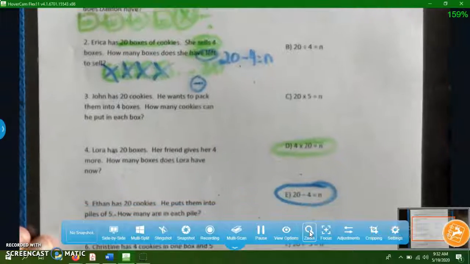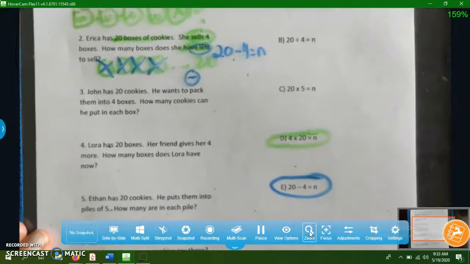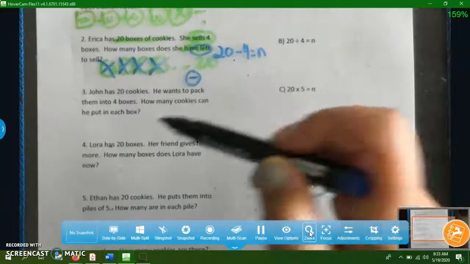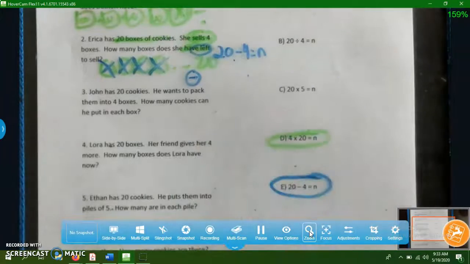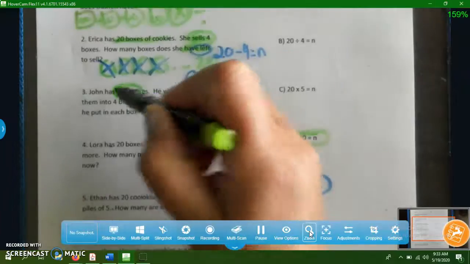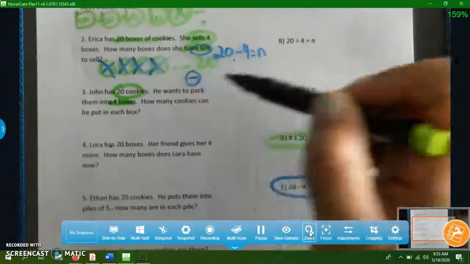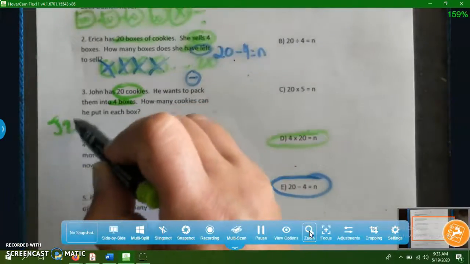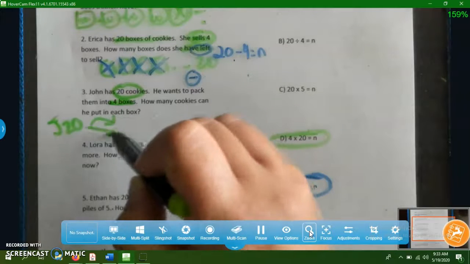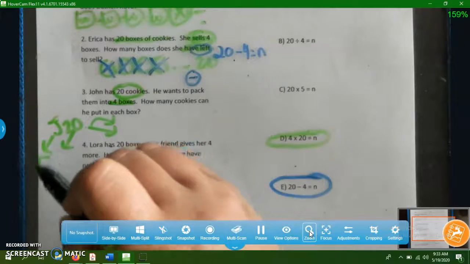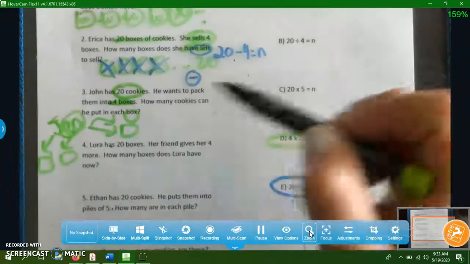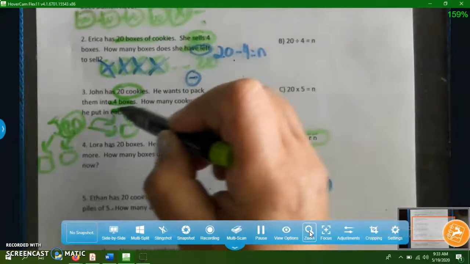Alright, John has 20 cookies. He wants to pack them into 4 boxes. How many cookies can he put in each box? So we've got 20 cookies. 4 boxes. So here's John and his 20 cookies. He's going to take them and put them into boxes. And there are 4 boxes. So where's he getting these cookies? From this pile. How many cookies can he put in each box?